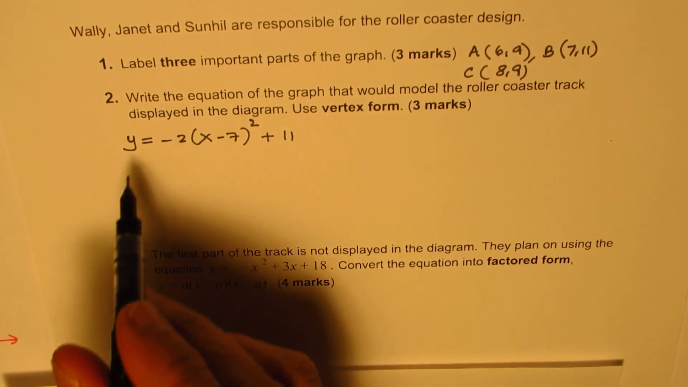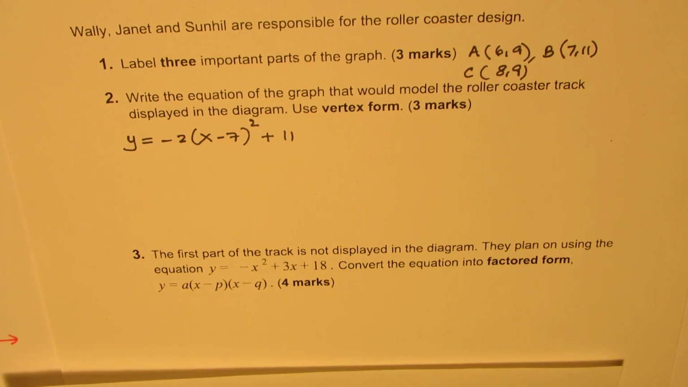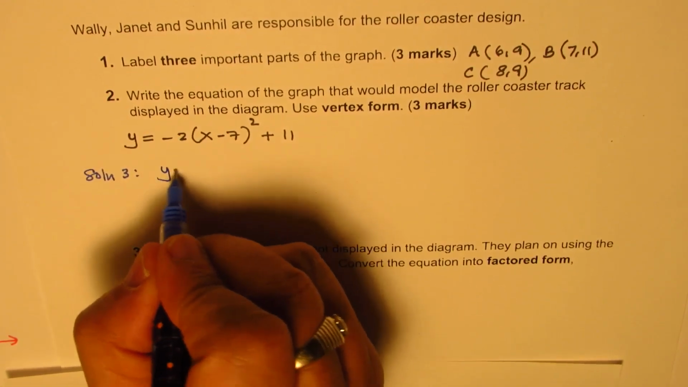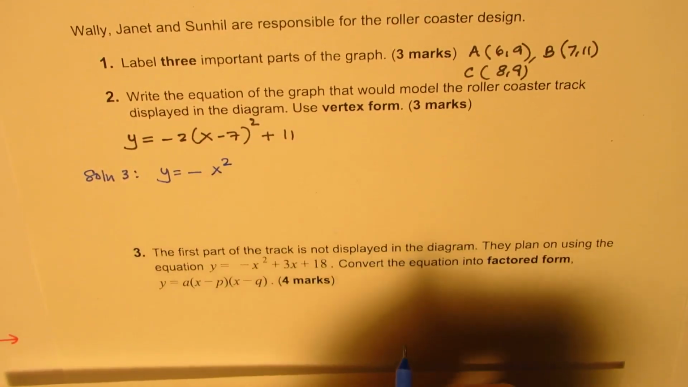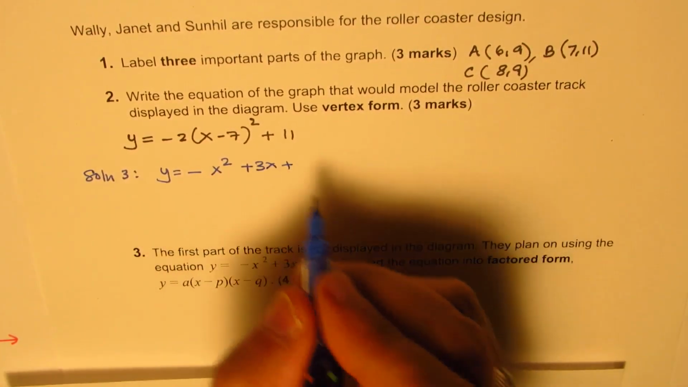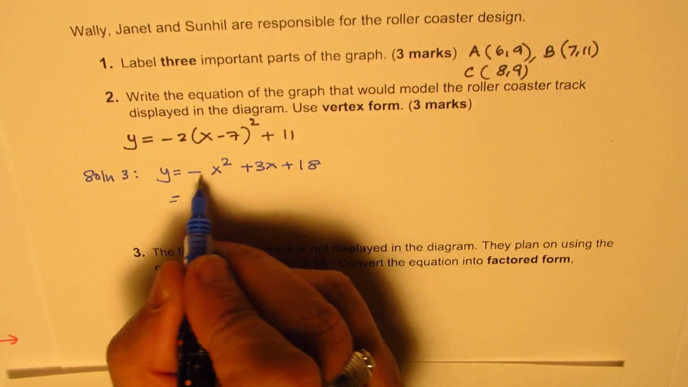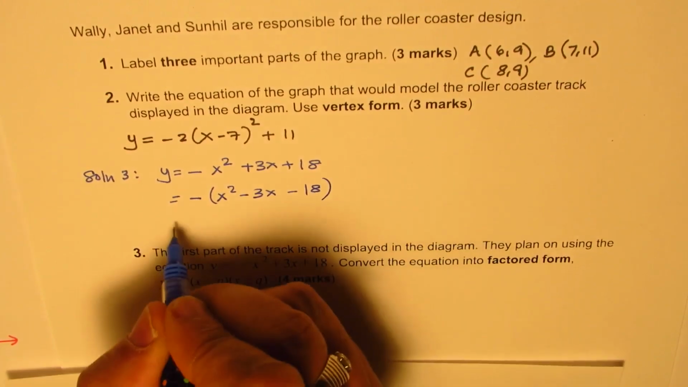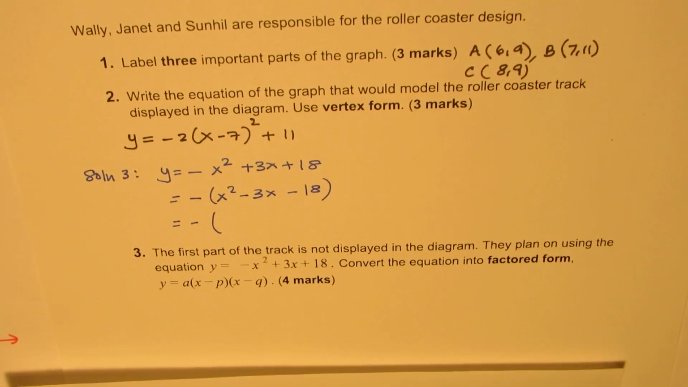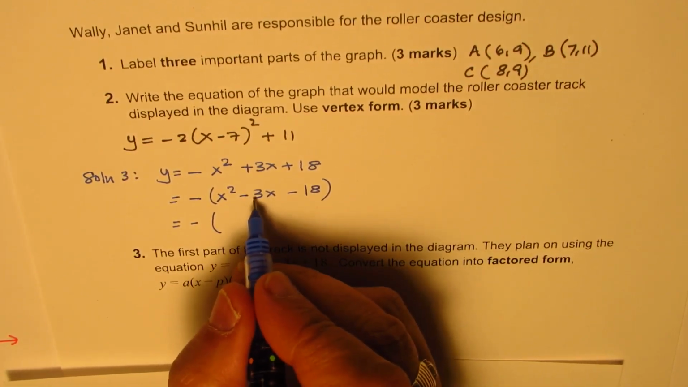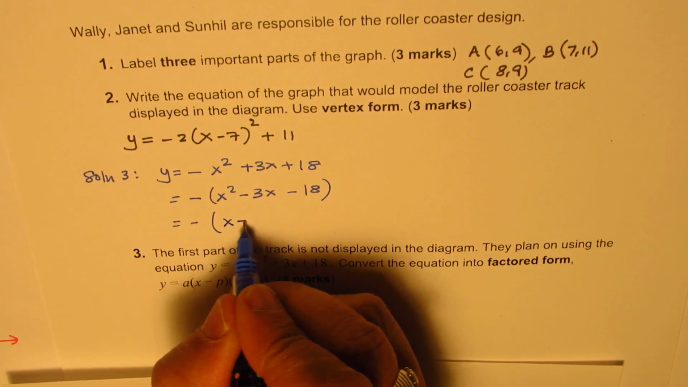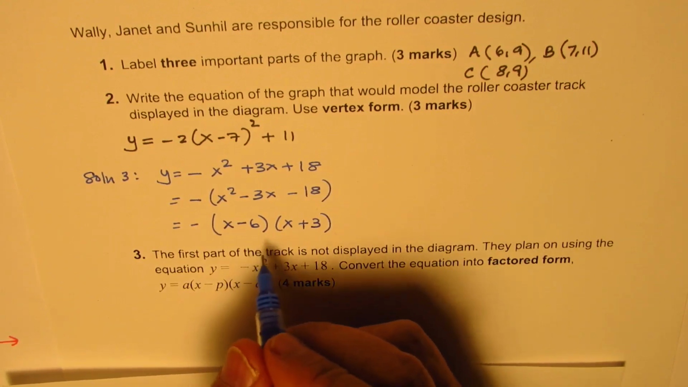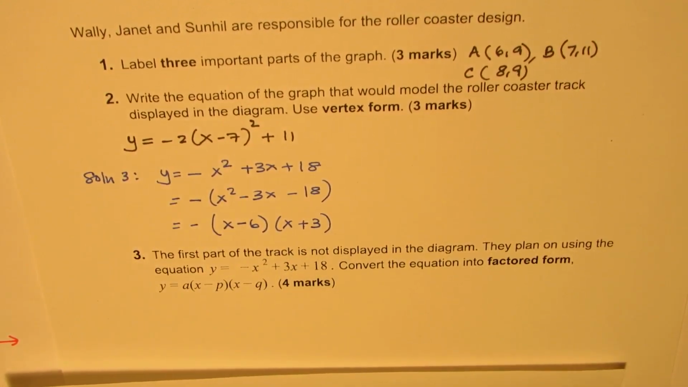So let's do solution of 3 here also. So I'll provide the solution in different ink. Let's write down here, solution of 3. So we are given the equation y equals minus x squared plus 3x plus 18. So let me first factor this minus out. So we have minus of x squared minus 3x minus 18. We're looking for sum and product, right? So 18 is 6 times 3, that works, and 6 has to be negative. So we get x minus 6 times x plus 3. So that gives you the factored form of this particular equation.